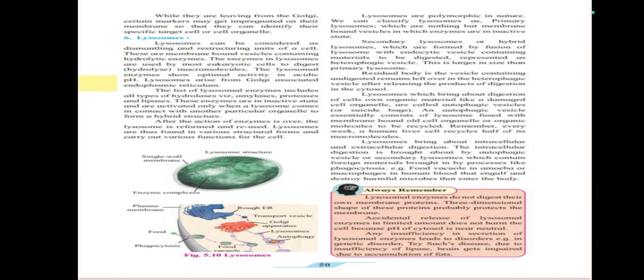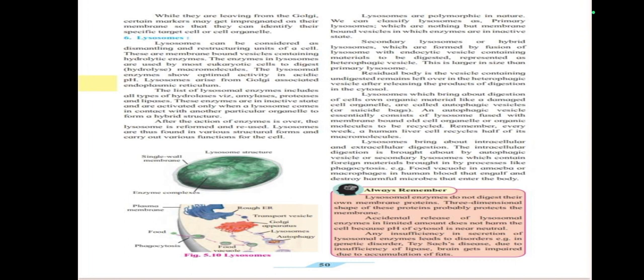A residual body is the vesicle containing undigested remains left over in the heterophagic vesicle after releasing the products of digestion into the cytosol. Lysosomes, which bring about digestion of the cell's own organic material like a damaged cell organelle, are called autophagic vesicles. Autophagic vesicles essentially consist of lysosome fused with membrane-bound old cell organelles or organic molecules to be recycled. Remember, every week human liver cells recycle half of their macromolecules.